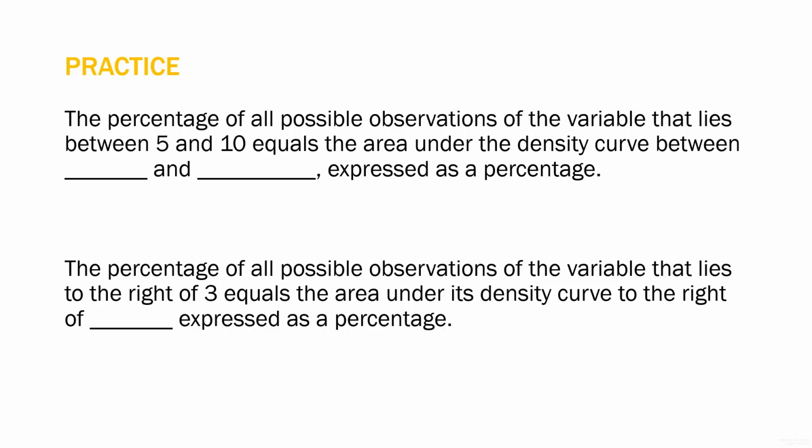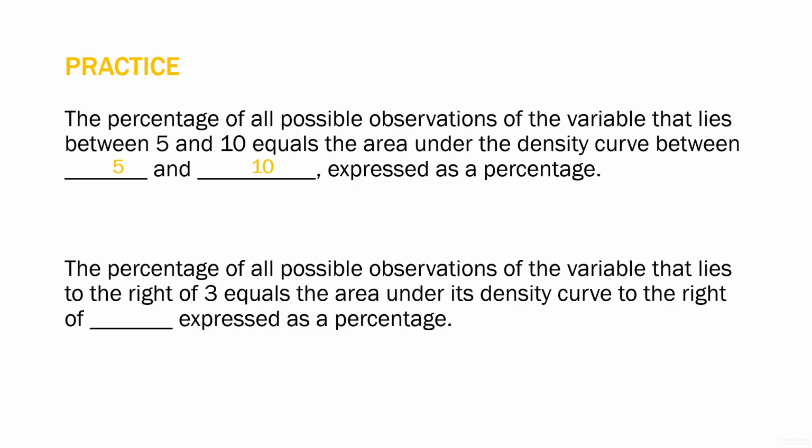Now, I pull these ones out specifically because what you're going to find as we move through statistics from this point forward is that sometimes you really need to understand what the question is asking you so that you can answer it. Sometimes it's not very clear. So the percentage of all possible observations of the variable that lies between 5 and 10 equals the area under the density curve between what and what expressed as a percentage. And this is almost a trick. It's between 5 and 10. So if you go back to those properties, we say that it's going to equal the area under the curve between the two numbers expressed as a percentage.